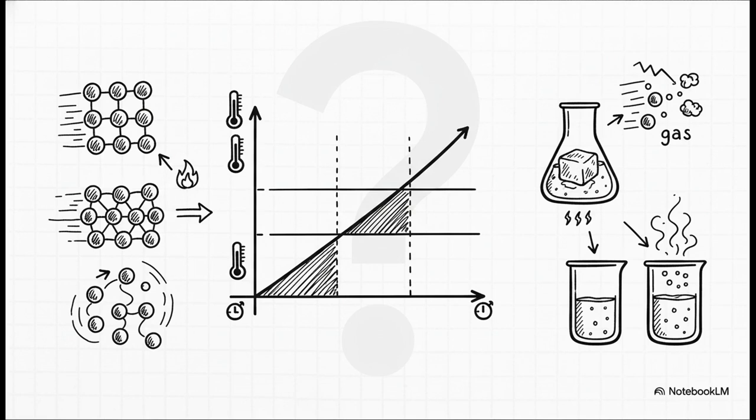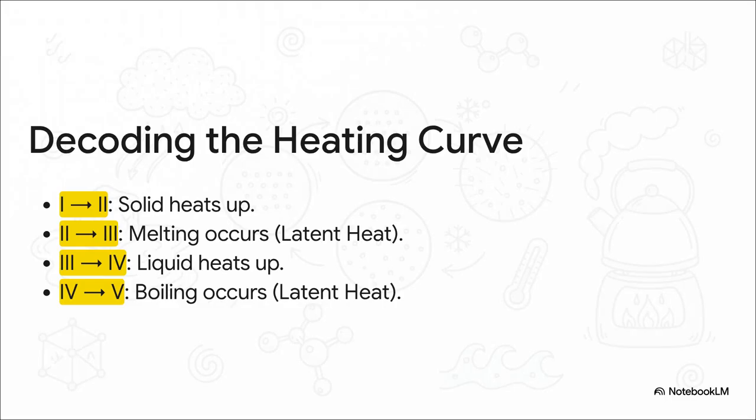This is a heating curve. You've got temperature going up the side and time along the bottom. So what's the story this graph is trying to tell us about substance P? Let's walk through it, step by step. Okay, from point 1 to 2, things are simple. We're heating up the solid, its temperature is rising, particles are vibrating faster. Easy enough. But then look at what happens from 2 to 3.